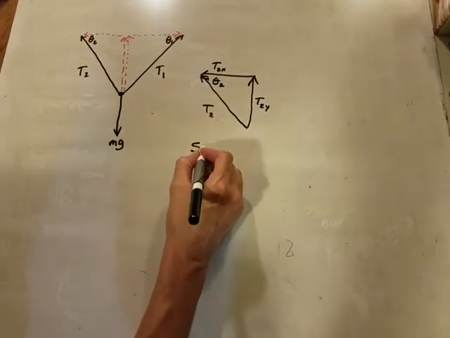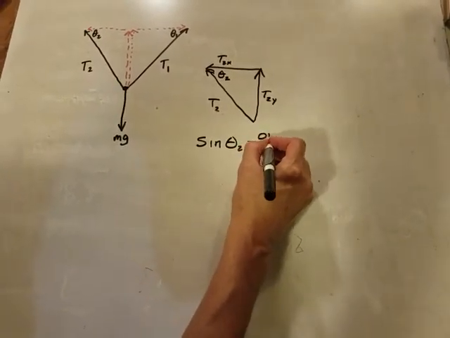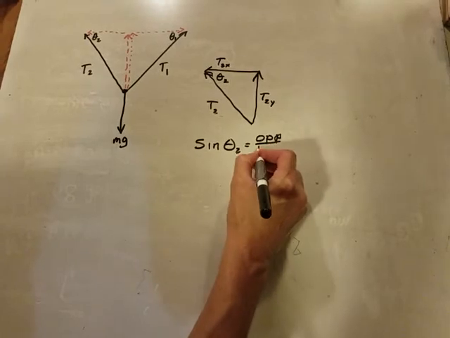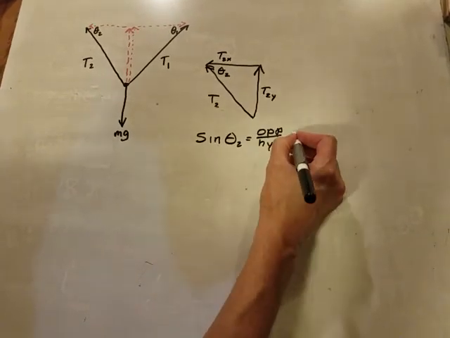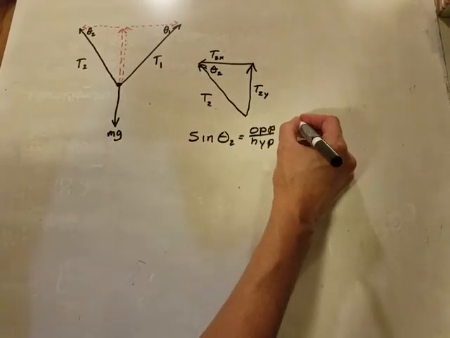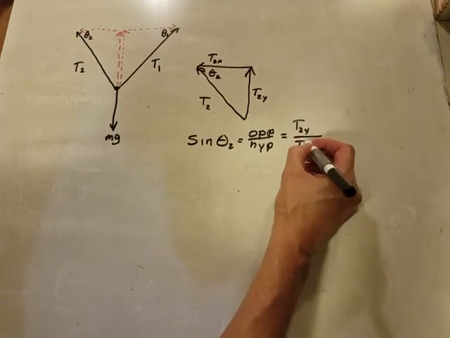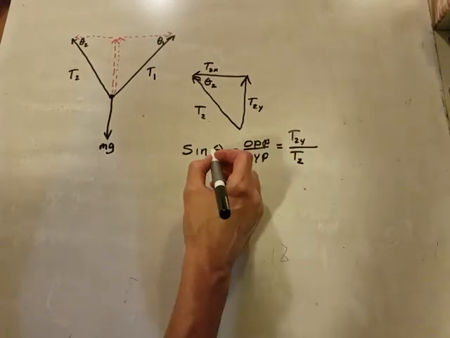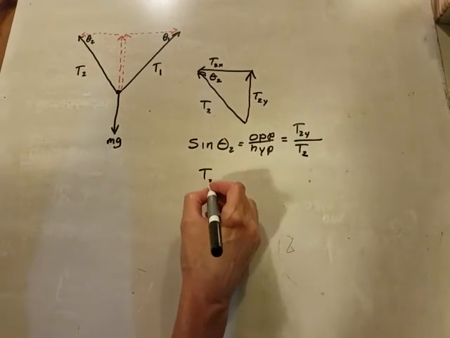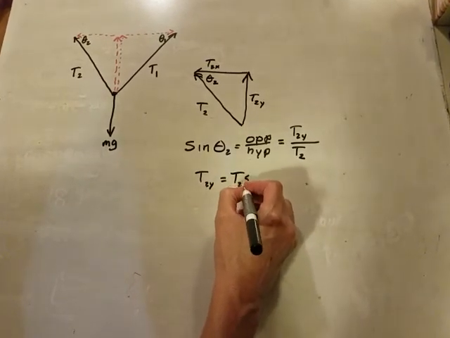So if we do the sine of theta 2, that's equal to opposite over hypotenuse, which is equal to, the opposite to that angle is t2y, and the hypotenuse is just t2. So if I multiply both sides by t2, then t2y is going to be equal to t2 times the sine of theta 2.